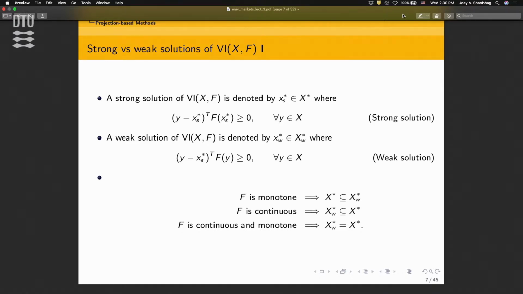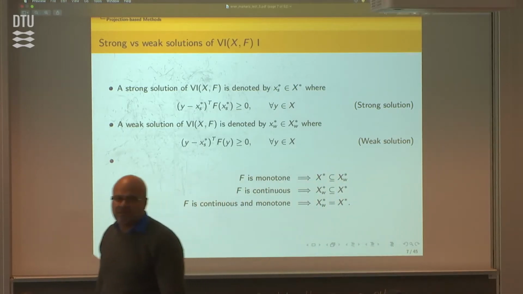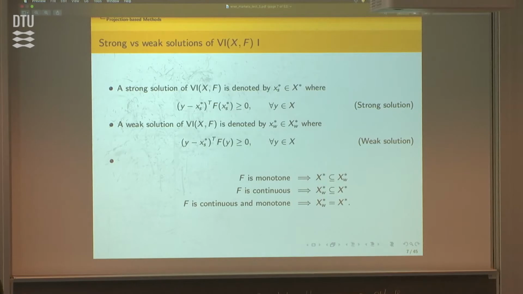Can you say what is X_W star? X_W star is the set of weak solutions. Hey, there's a typo here, this should be W. And big X star is the set of strong solutions. It's X star, I'm sorry, that's notationally a bit of a nightmare. It's just nothing to do with the dual cone. It's just the set of solutions of the VI.